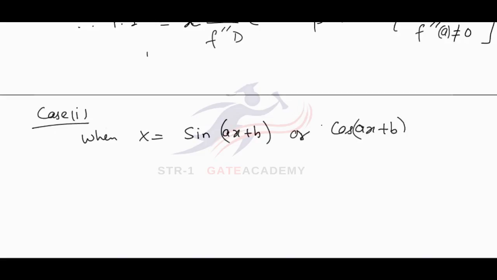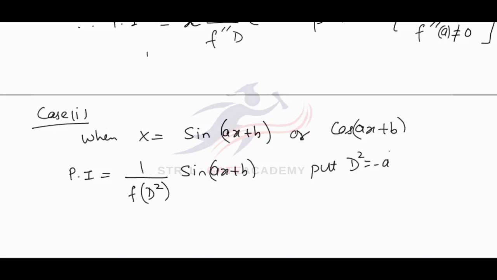Maybe there is a case that b is equal to 0. So sin ax cos bx can be there, right? So the particular integral is nothing but 1 upon f of d square, sin(ax + b), and put d square equals to minus a square. The condition applied is f of minus a square should not be equal to 0, because if it is equal to 0 then it becomes a right.